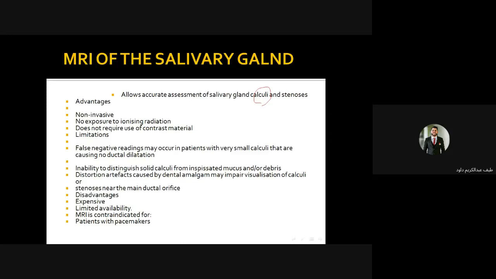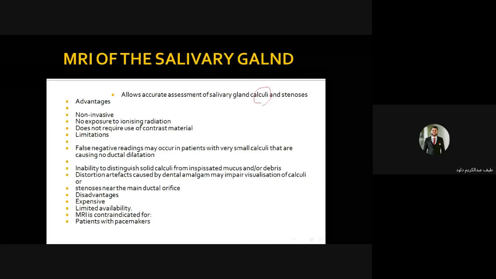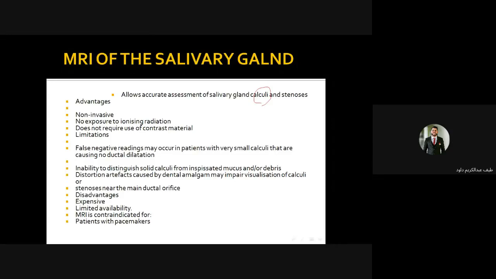يعني في كثير من الأحيان small calculi, and as I said before, if it's less than 2 milli, it does not cause any ductal dilatation, and it is very difficult to be diagnosed. And sometimes it is difficult to diagnose the solid calculi from the mucus. طبعا الديسادفانتج مالتها كأي طريقة ليها advantage و disadvantage: expense, limited availability, and contraindication. We have to ask if the patient has any pacemaker.